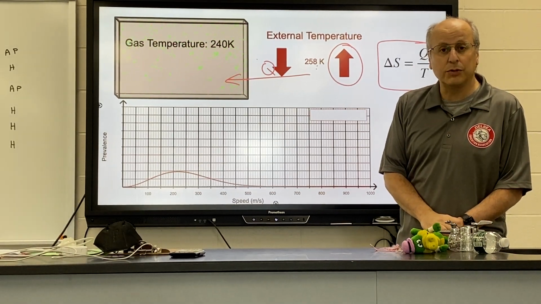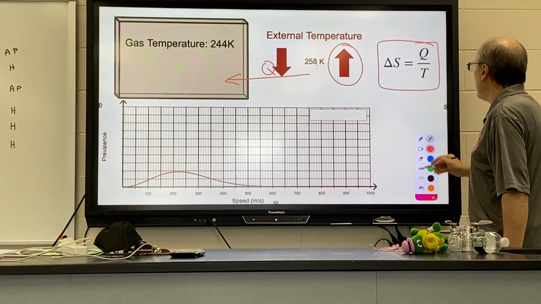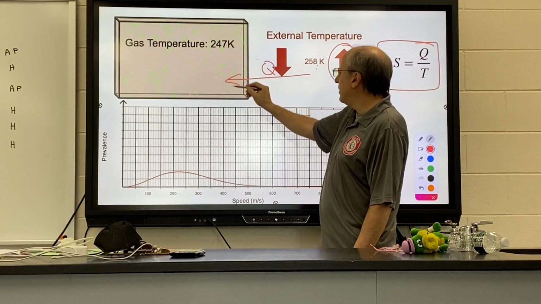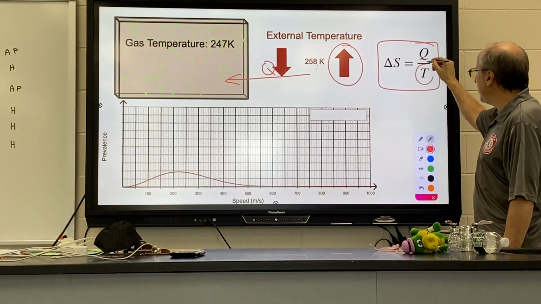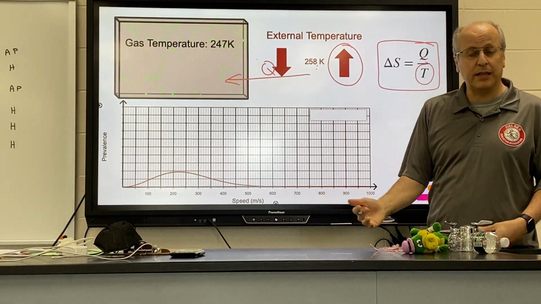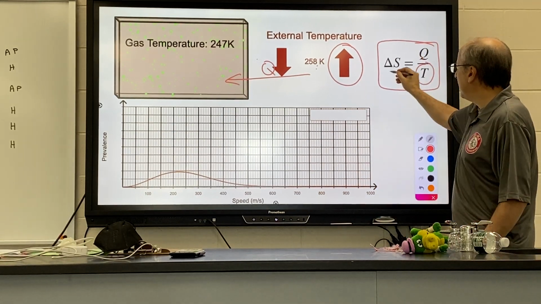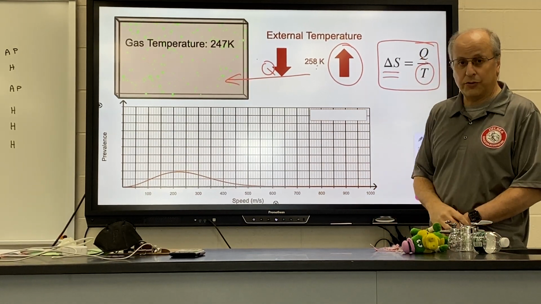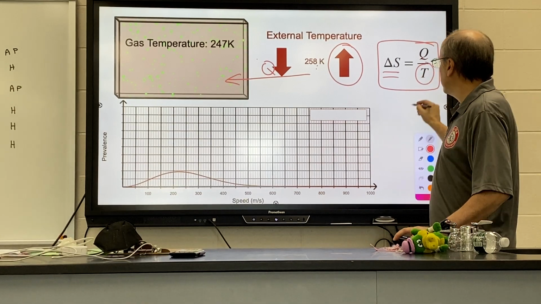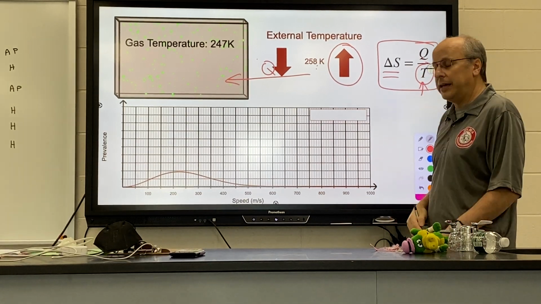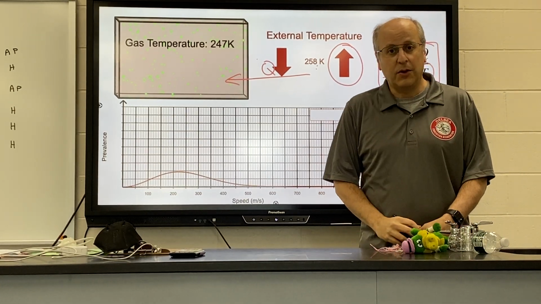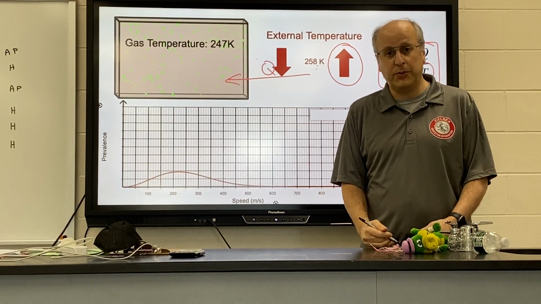Delta S equals Q over T. We take the amount of heat that went into the box, we divide by the temperature where that heat went into the box, and that will give us our change in entropy. Realize this assumes that the temperature is constant, or near constant, when we're doing this.